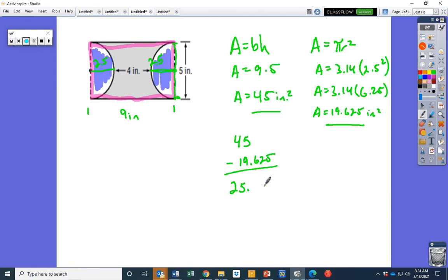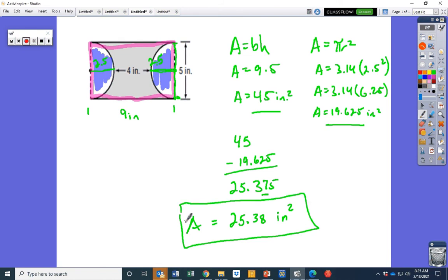Now, your worksheet is going to tell you to round to the nearest tenth. Okay, if I round this to the nearest tenth, where's the tenth place? Right there. So what would this be? 25 point what? 0.38 inches squared. All right, oh, we rounded to the hundredth place. I'm sorry. You can just round this to 25.4. Yeah, that'd be better. 25.4 inches squared.